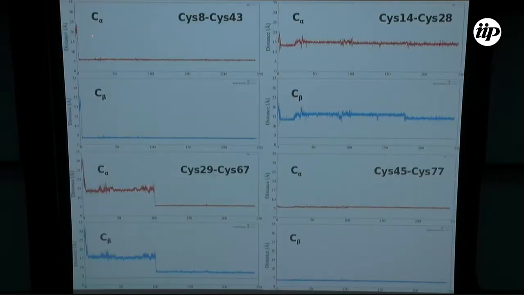And when we look at how fast they are formed, those two which enhance the folding pathway are formed extremely fast, while those two which impede the folding pathway are the ones which are formed later on during the folding simulation.